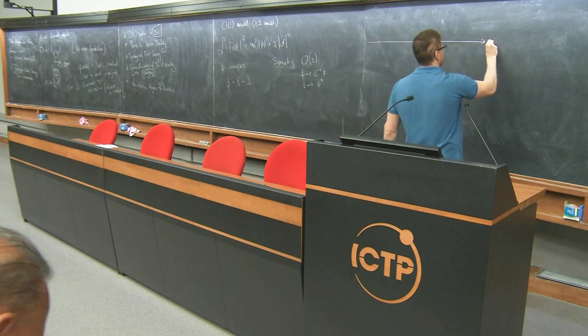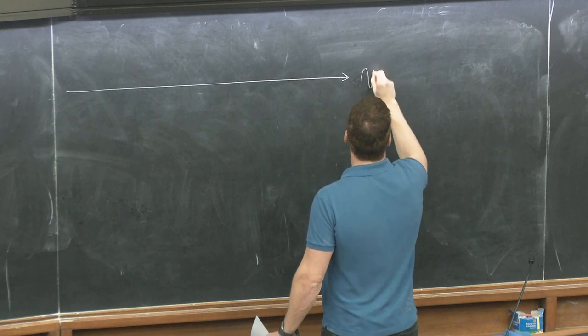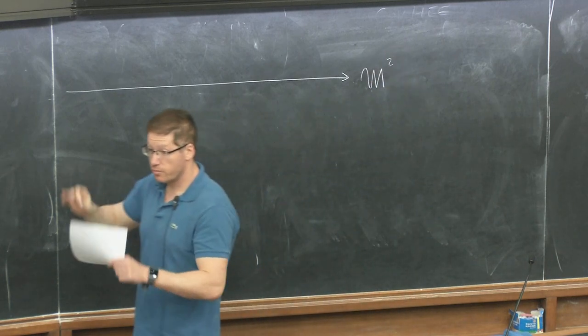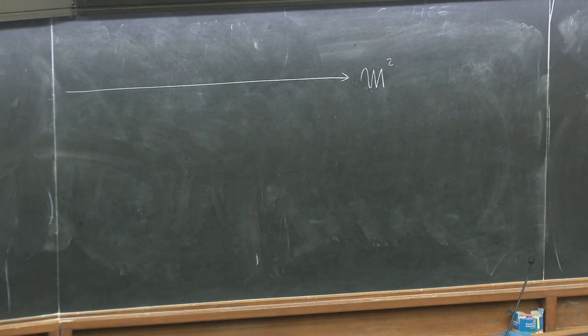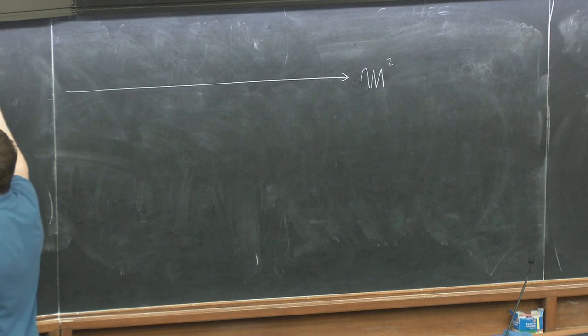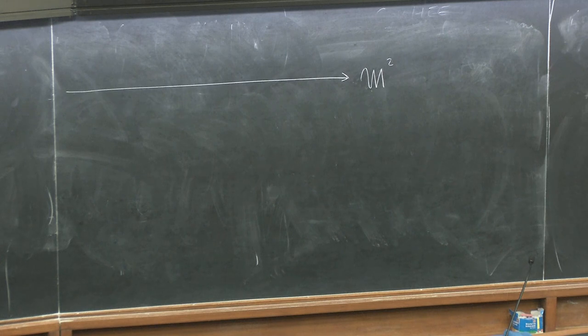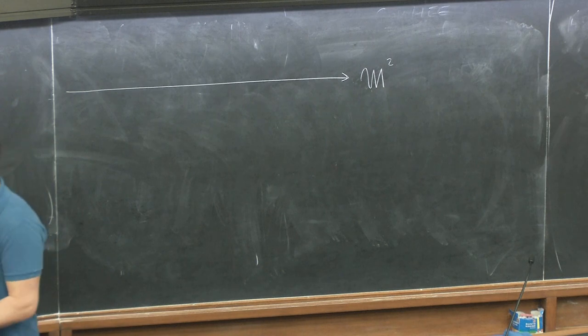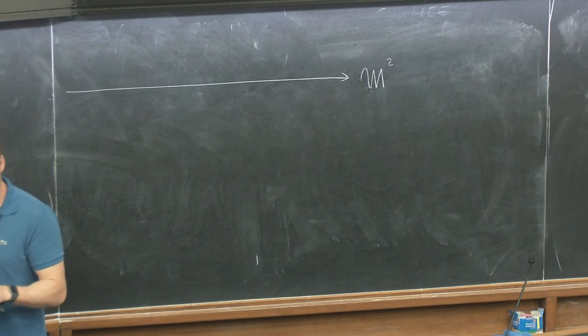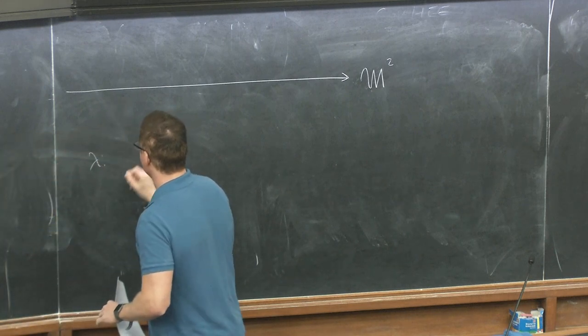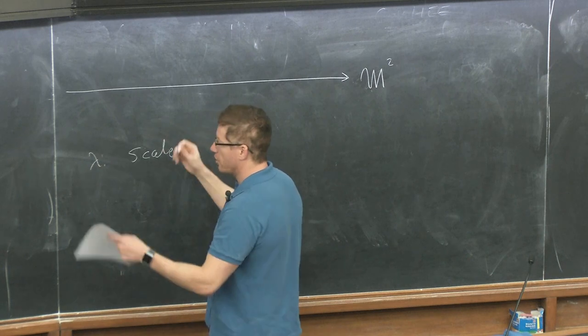I'm always going to do it in this kind of fashion. This is going to be M squared, and M squared can be huge and positive, or huge and negative. Of course, this model has a parameter, lambda, which has dimensions of mass. And this essentially sets the energy scale where the model is strongly coupled. So this is the strong coupling scale, because if you are at energies below lambda, these interactions are very strong, by the Wilsonian general paradigm. I'll just write it down: lambda is the scale of strong interactions.